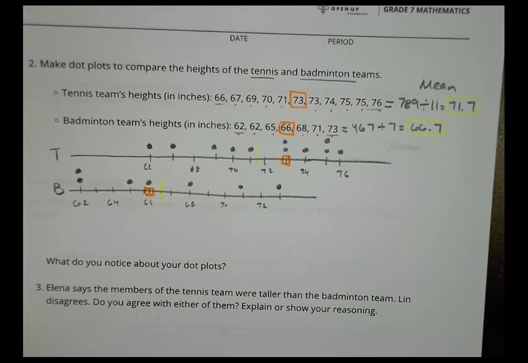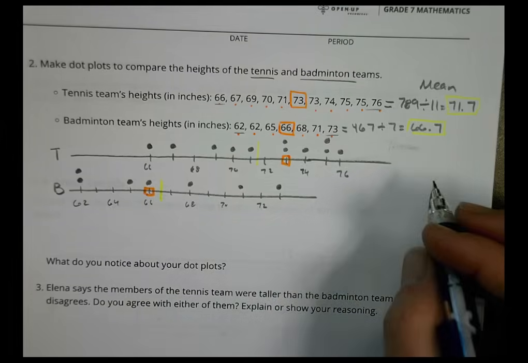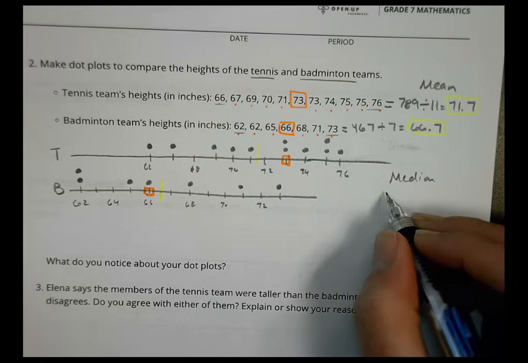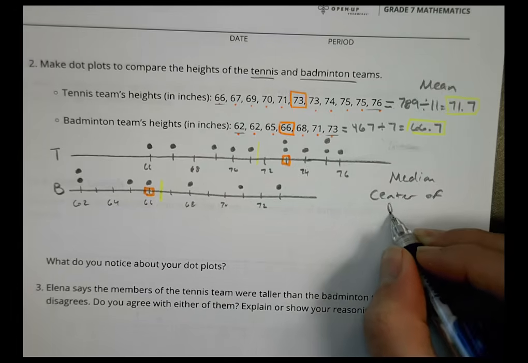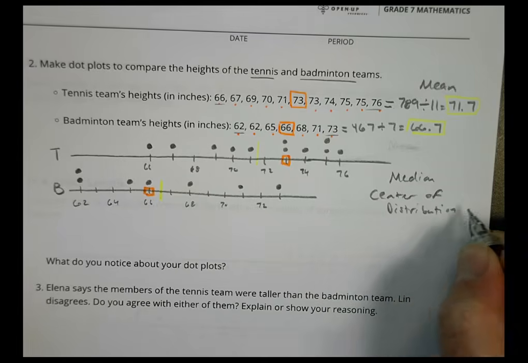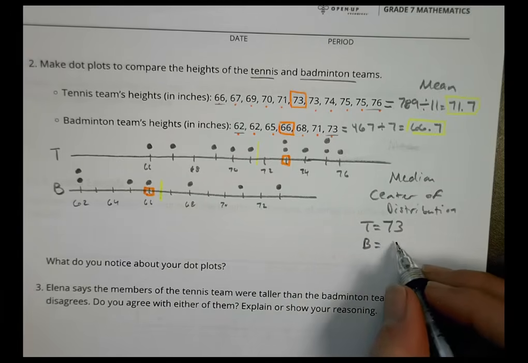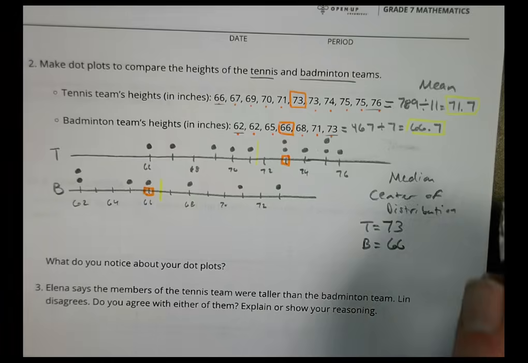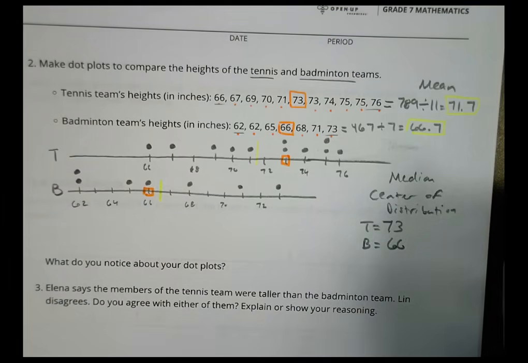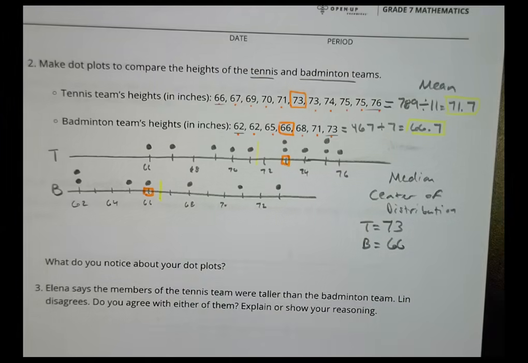So the median is actually our center of distribution. That's the exact middle part, and so that's going to be 73 for tennis, and badminton is at 66. That's our median center of distribution, whereas the mean is essentially our average. Now another thing we can look at is the idea of variability, like how much the numbers vary from each other. We'll look some more at this in just a little bit.